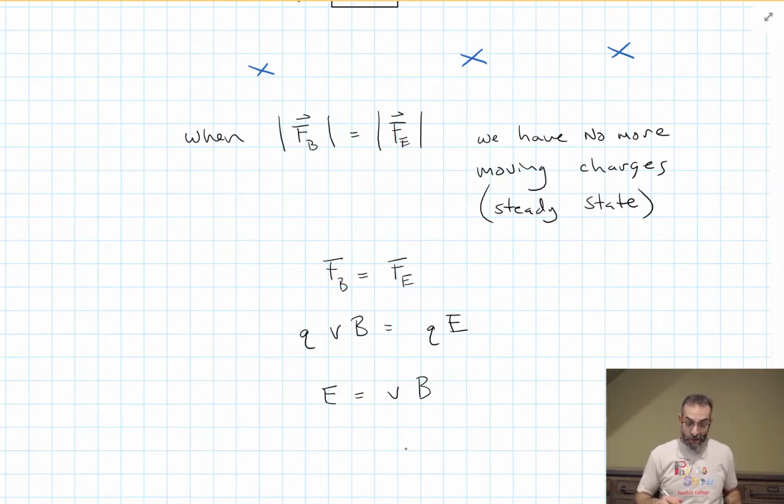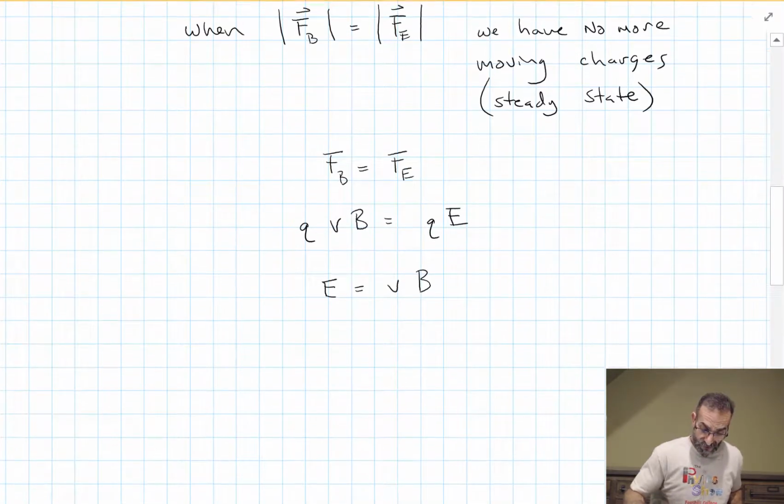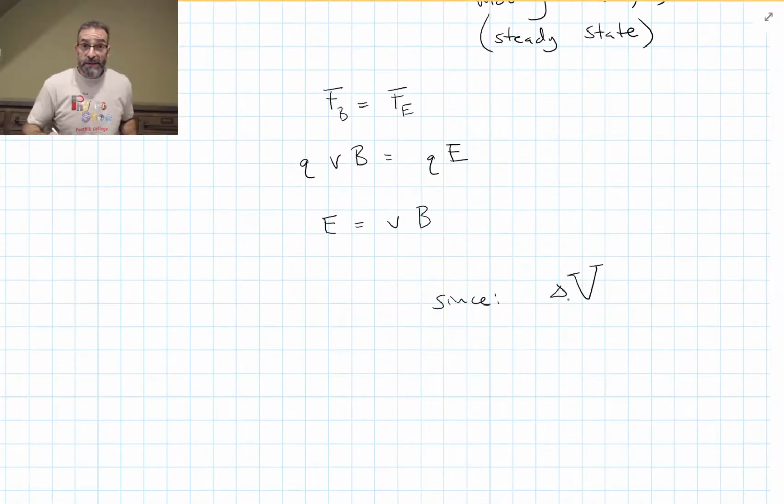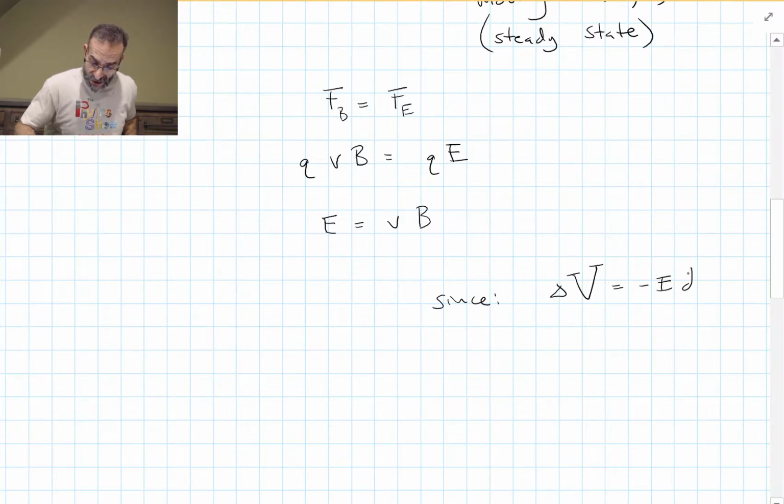Now let's try to figure out what the electric field is in terms of the dimensions of our conductor. We know that the change in potential, delta V, across some region of space is equal to negative E times the distance if our electric field is constant. We don't care about the negative sign here. We just want to know what the potential difference is across our conductor.